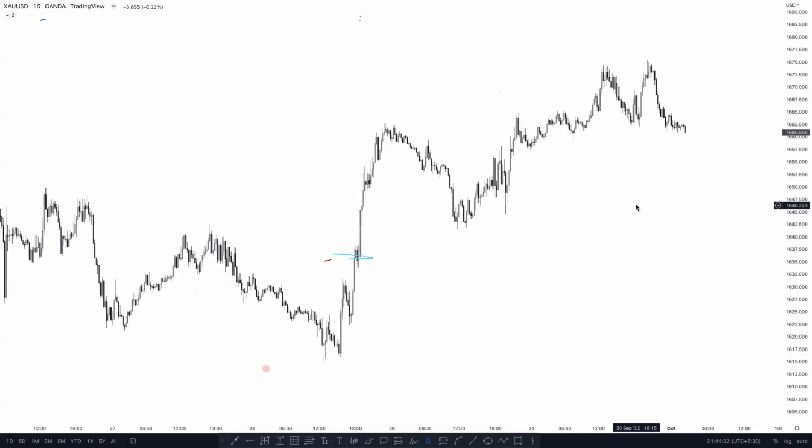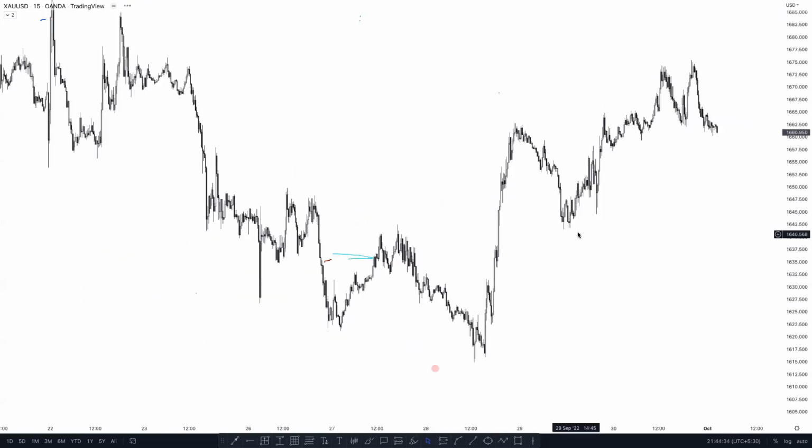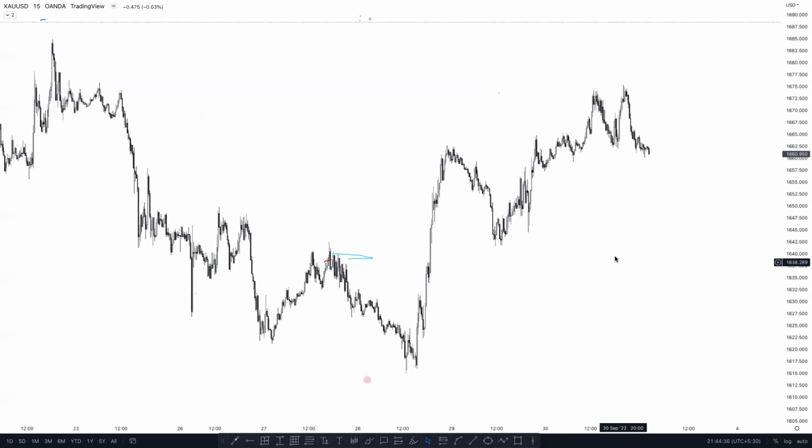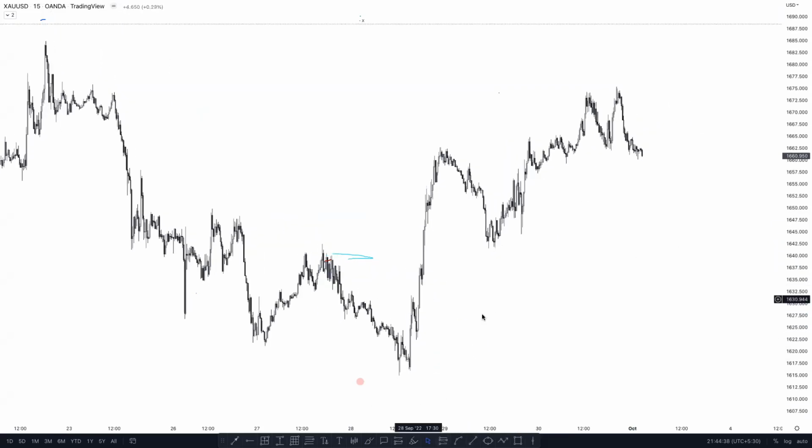So right now in the 15-minute structure, market momentum is bullish and trying to go higher, as you know. And in this leg, mark the correct valid structure, everyone.